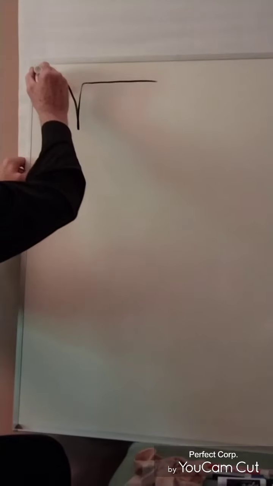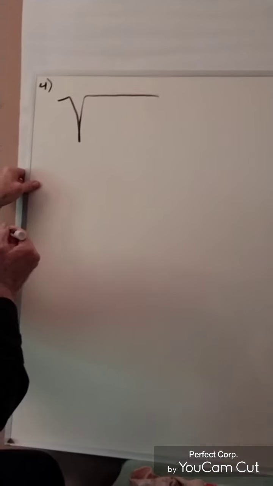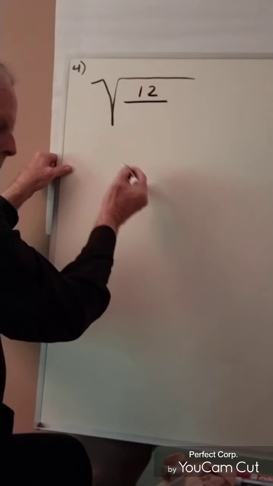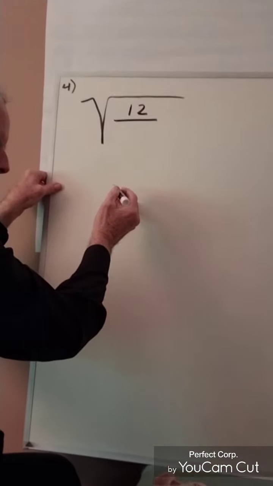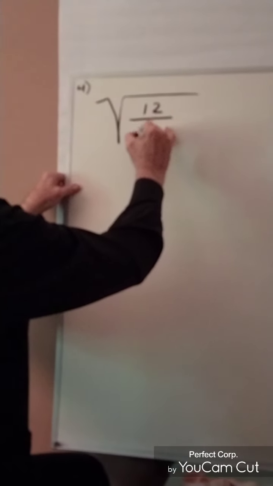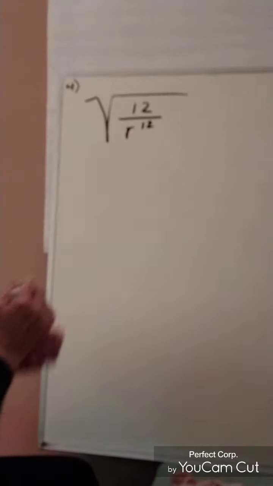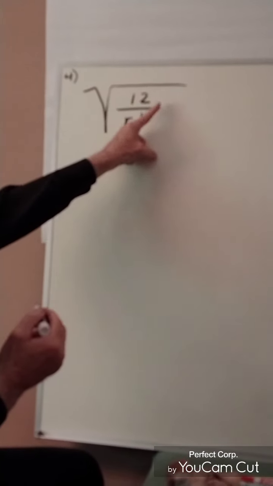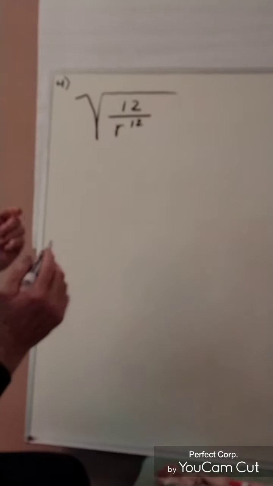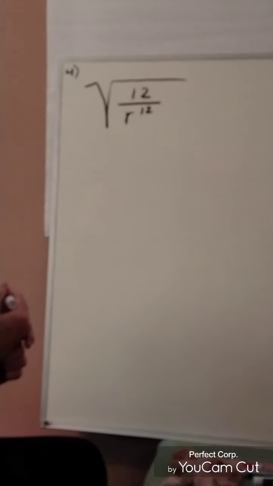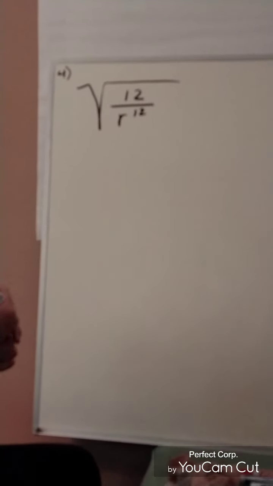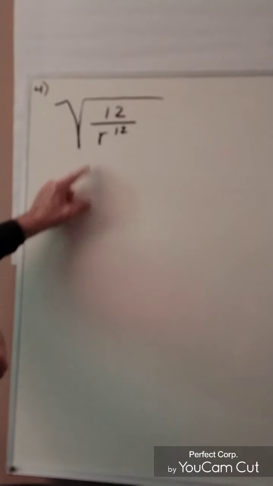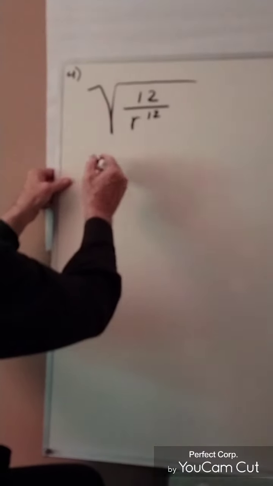Staying with square root. The radical of 12 over r to the 12th. Basic. Look at the overall fraction. Can't reduce anything. You don't have any r's in the numerator. And you don't have any factors of 12 in the denominator. So we're going to have to split it up.